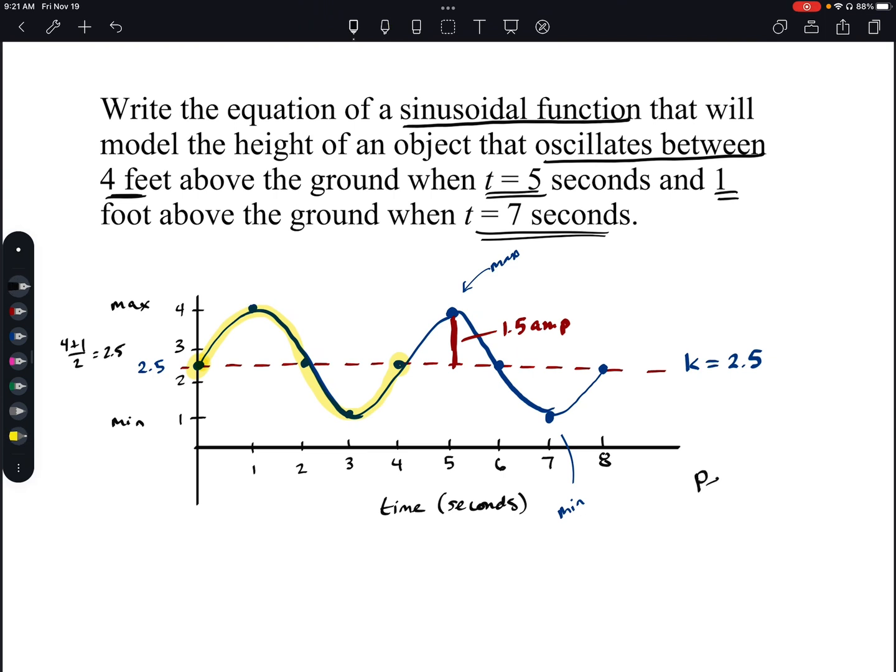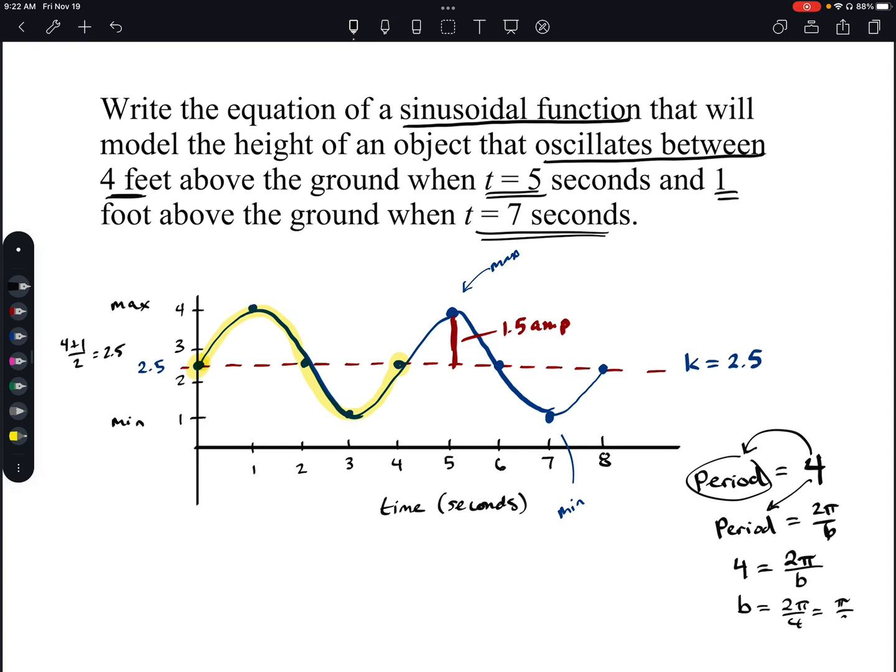So our period is going to equal 4 units. If we think about our little formula there, remember period is equal to 2 pi over b. Since this is the same thing as the period, we're going to put that in for our period, and we've got 4 equals 2 pi over b. I meant b, I don't know why I said 6 there. Flip-flop, we've got b is equal to 2 pi over 4, which simplifies to just pi over 2. So that's our b value.